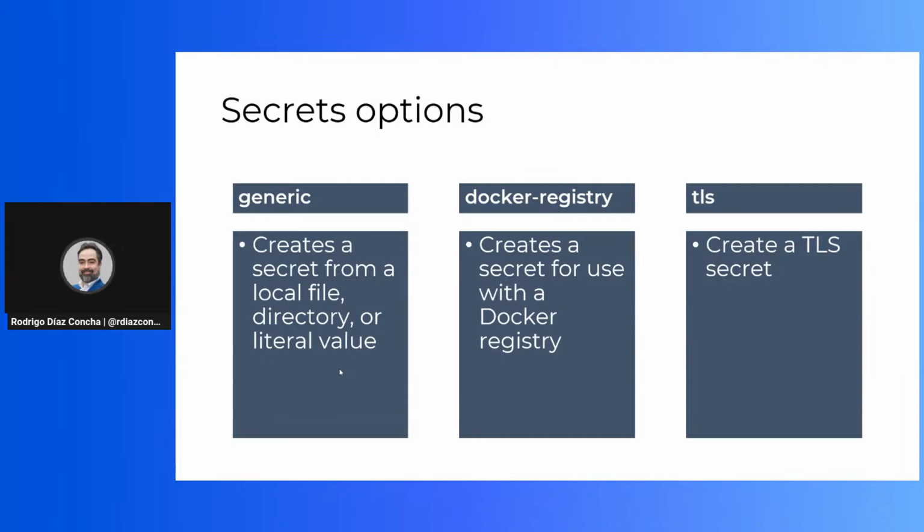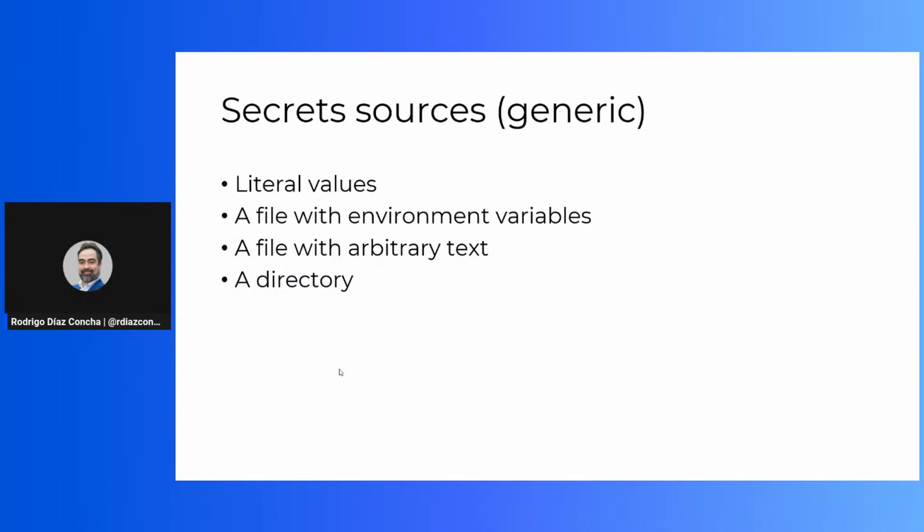The other two, Docker registry and TLS, are for creating a secret that is going to be used with a Docker registry, and the latter is for creating a TLS secret. So in this case, I'm going to use generic, okay? If you use generic, then you can use the same sources that I explained before with config maps. Again, literal values, a file with environment variables, or a file with arbitrary text, or a directory that has one or many files.